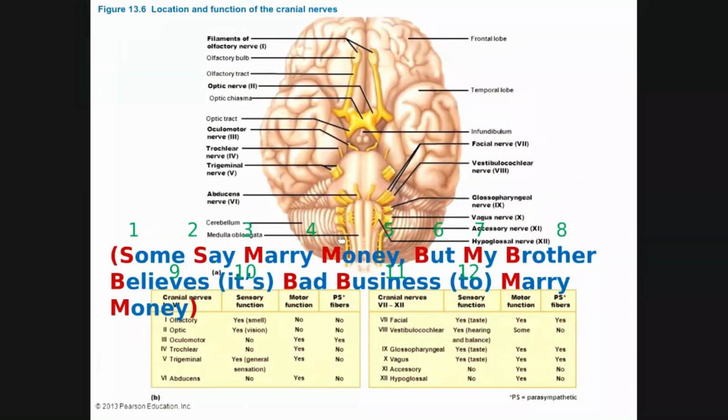Okay, and the order is important. The order is olfactory, optic, oculomotor, trochlear, trigeminal, abducens, facial, vestibulocochlear, glossopharyngeal, vagus, accessory, and hypoglossal. These are the 12 pairs of cranial nerves. They take the name cranial nerves because they originate inside the cranium.